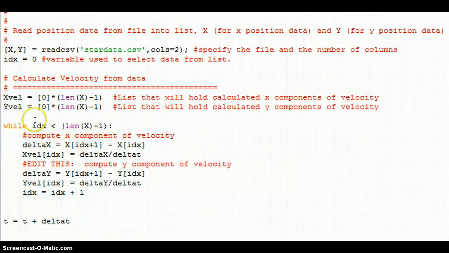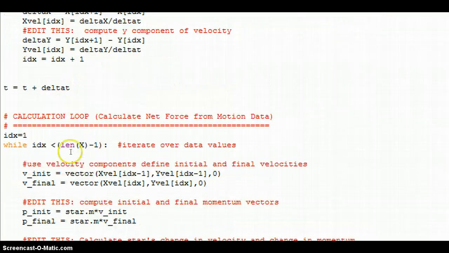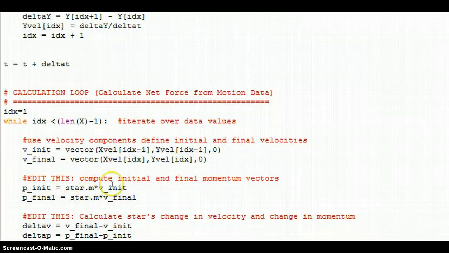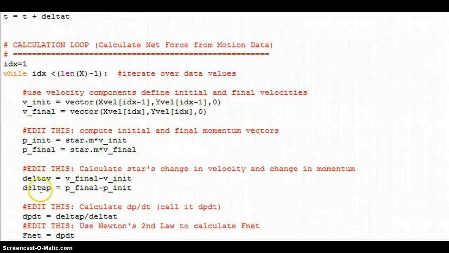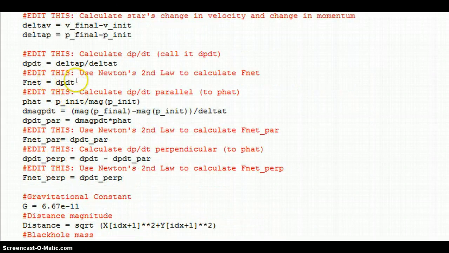There is a while loop, while the time is less than the star data, and there are the change in x and change in y formulas. Here are the initial and final velocity formulas. The initial and final momentum, which is the star mass times the initial and final velocity. Delta v and delta p are equal to, and here dp dt is the correspondent for delta p over delta t, and we see that F net is equal to dp dt, the p hat, and the other formulas are F net parallel, F net perpendicular, dp dt perpendicular.